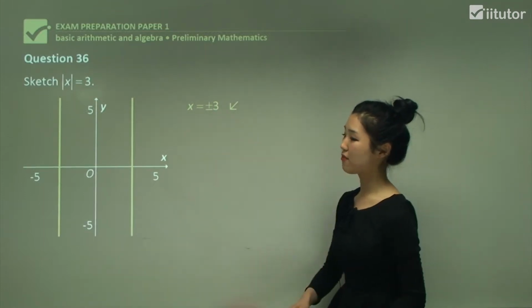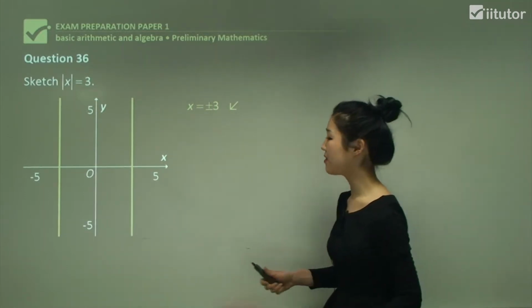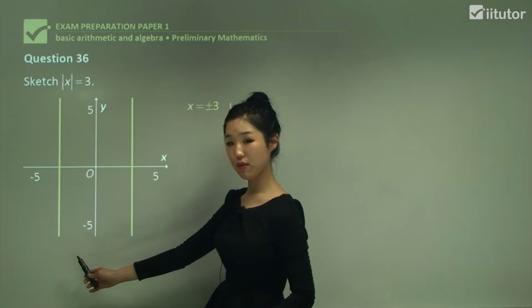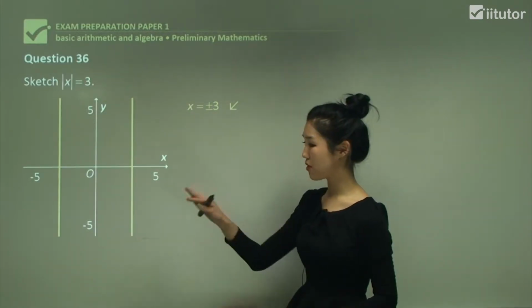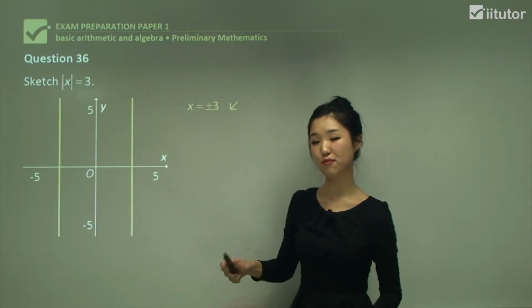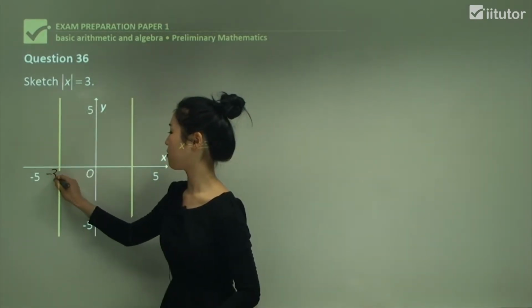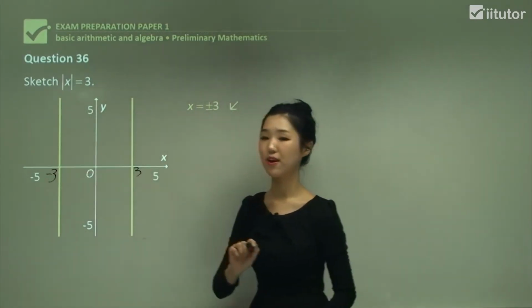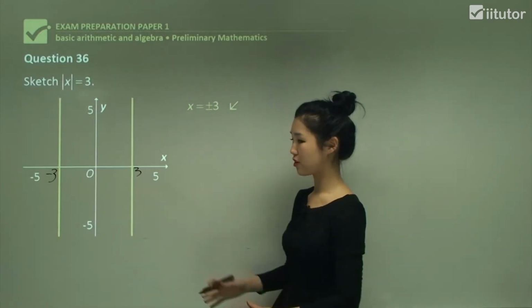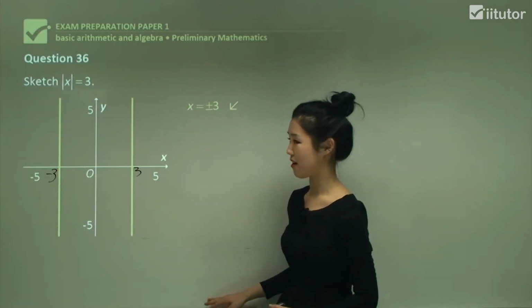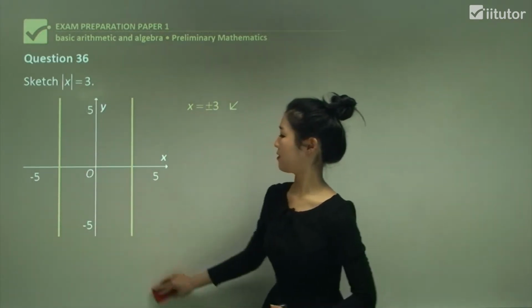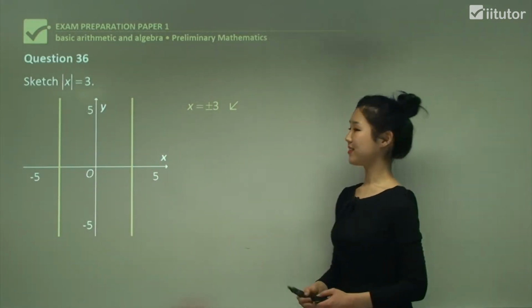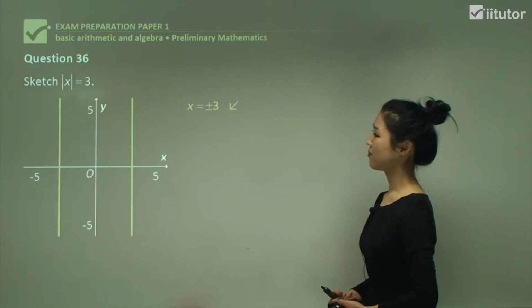So therefore the graph indicates two vertical lines, one which is negative 3 and the other one which is positive 3. Both of these lines are part of this one graph. Okay, so just make sure this is negative 3 and this is positive 3. Okay, so two vertical lines, that's the graph that you're after. So that's the answer to question 36. Okay, that was question 36.